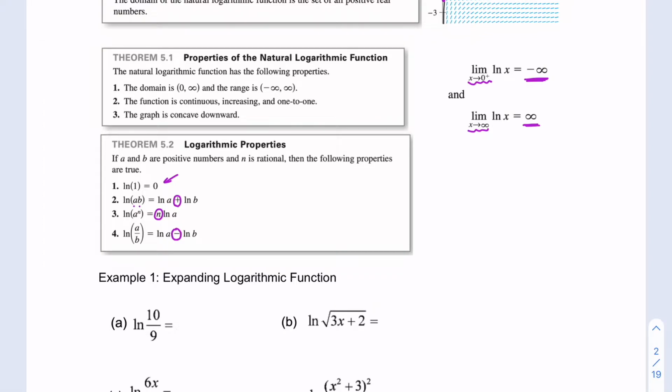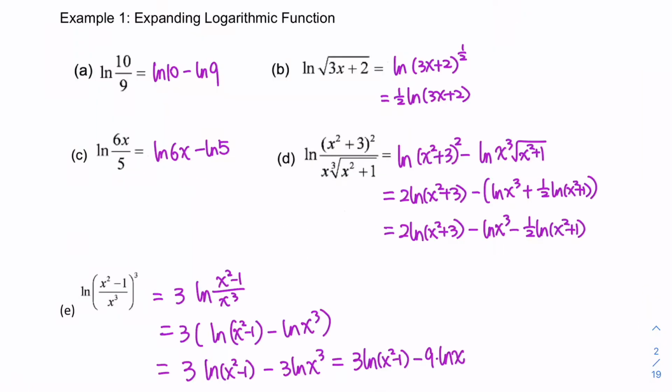Okay, everybody, you can pause the video for 2 minutes and finish example 1. After you finish, you can compare your answers with mine. Check all the details, part A to part E.